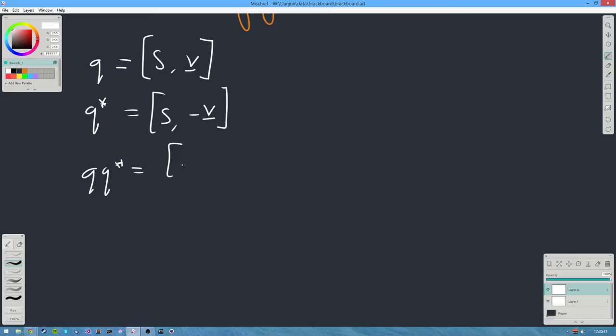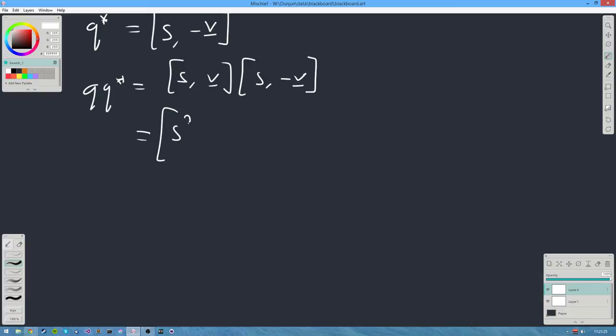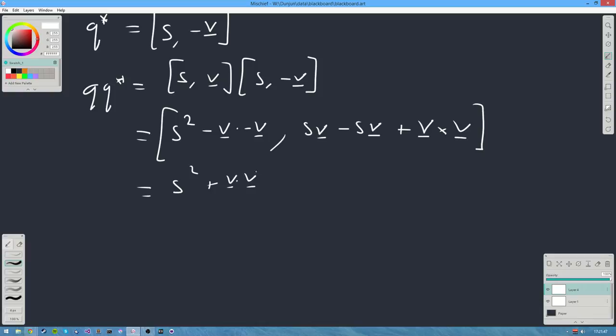So what we're going to get is s v times s negative v. So what we get is s squared minus v dot minus v, and then s v minus s v plus v cross v. So these minuses just become s squared plus v dot v. Those cancel out, and the cross product of itself is always zero, because these are identical, so this becomes zero. And again, as before, v dot v is the magnitude squared, so what we've got here is s squared plus u squared.